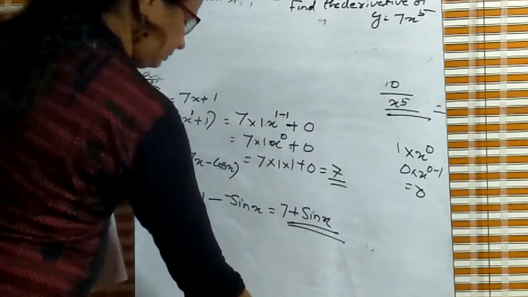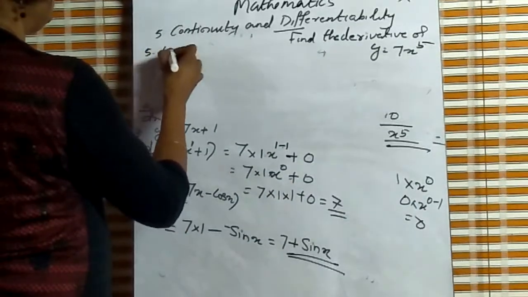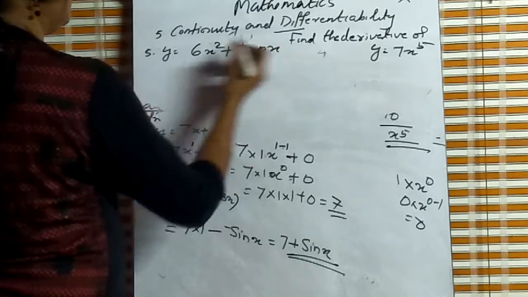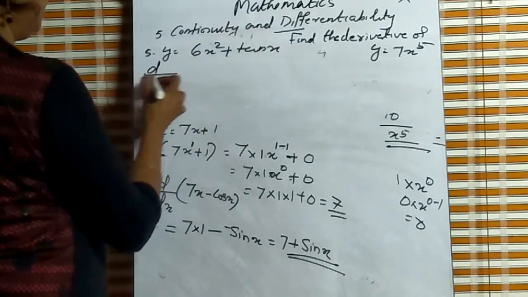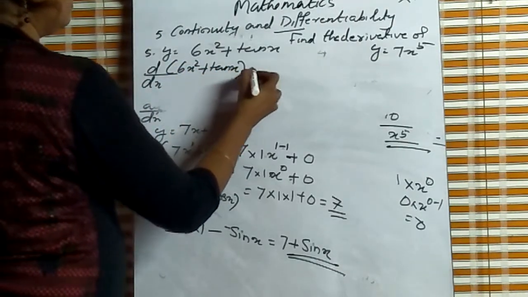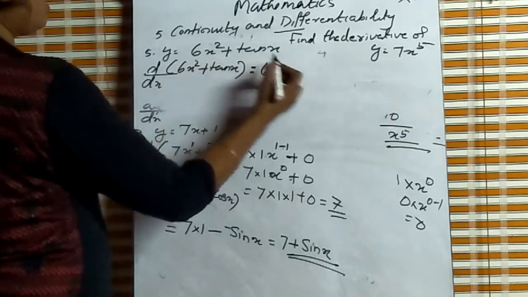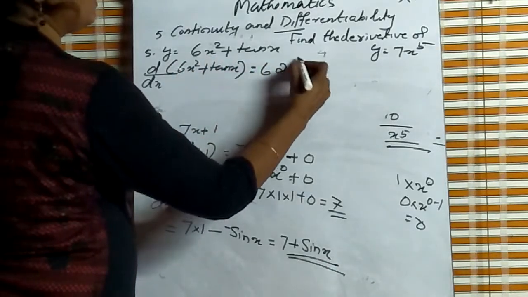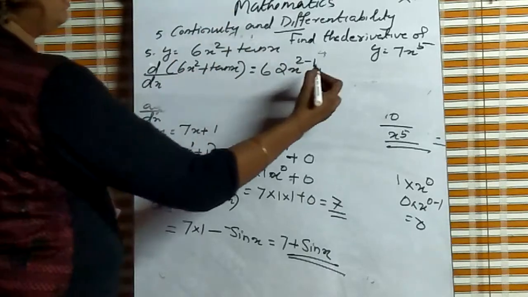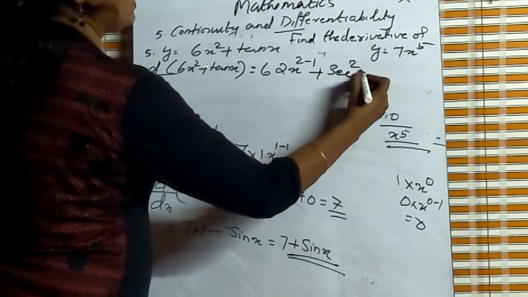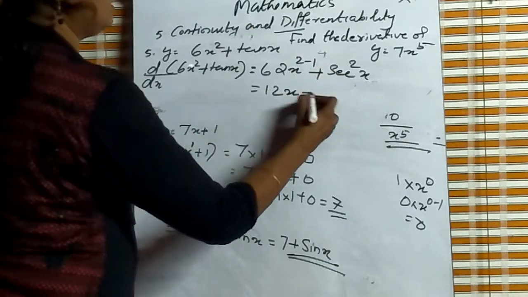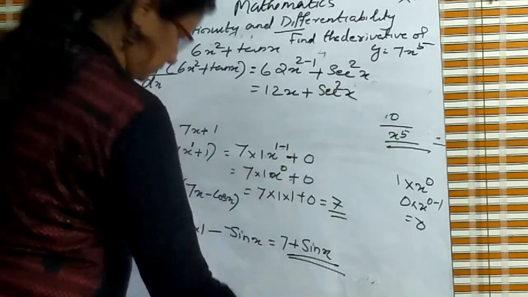Question 5. y is equal to 6x square plus tan x. d by dx of 6x square plus tan x is equal to, first 6 into the derivative of x square, which is 2 x raised to 2 minus 1, plus the derivative of tan x from the standard result, sec square x. So 6 into 2, 12, x raised to 2 minus 1 is x, plus sec square x.